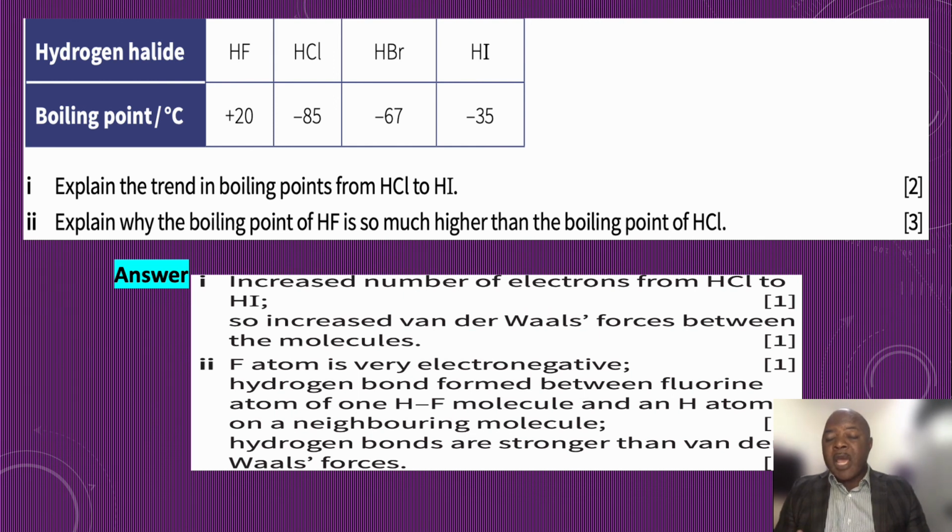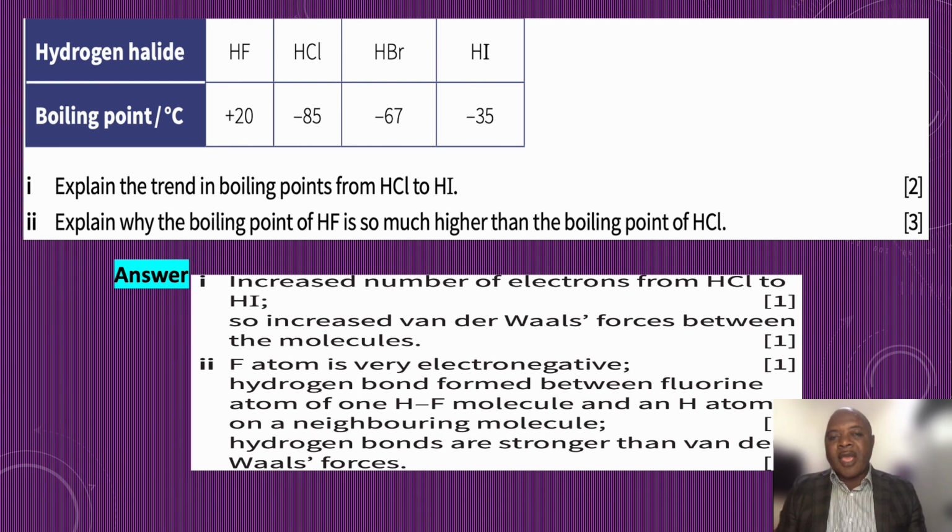A hydrogen bond is a bond formed when hydrogen attached to a very strongly electronegative element is attracted to a second electronegative element. Hydrogen bonds form between a fluorine atom of one hydrogen fluoride molecule and a hydrogen atom on a neighboring molecule. Hydrogen bonds are stronger than van der Waals forces.